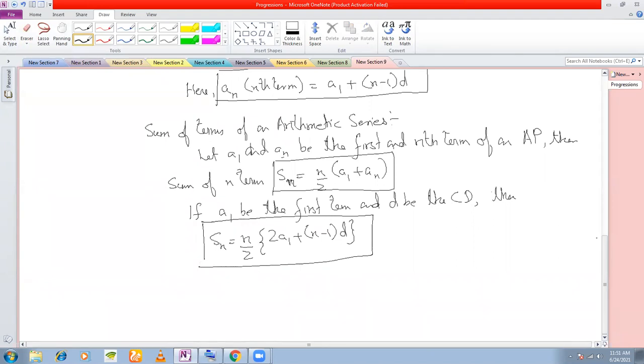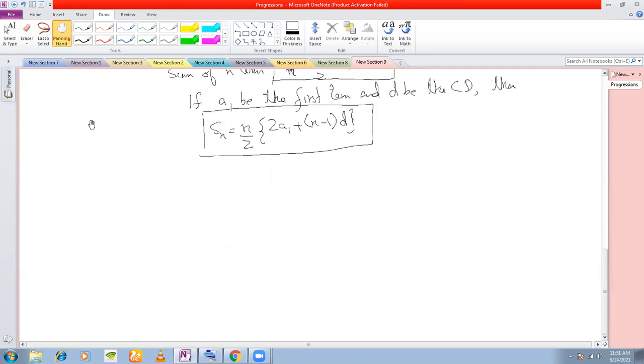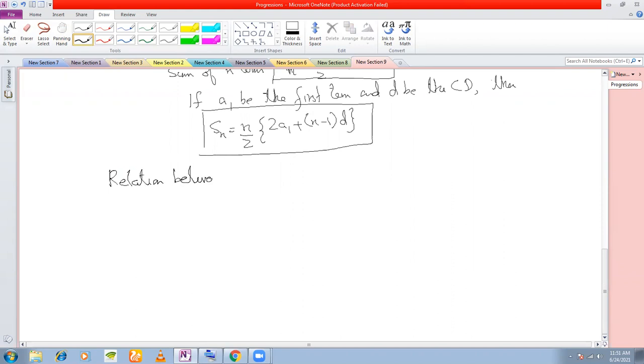Okay. Now another important result is relation between sum of n terms and terms of an AP. Relation between Sn and An. Nth term and the sum of n terms. The nth term of an AP is the sum of n terms minus the sum of n minus 1 terms. Okay. If you know the sum of n terms of an AP and if you know the sum of n minus 1 terms of an AP, you can find out the nth term of an AP. Okay, we'll see an example in this.